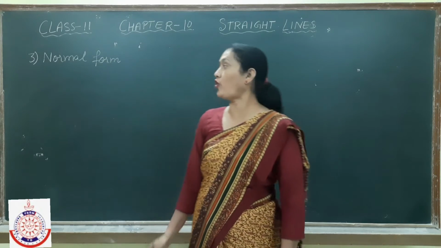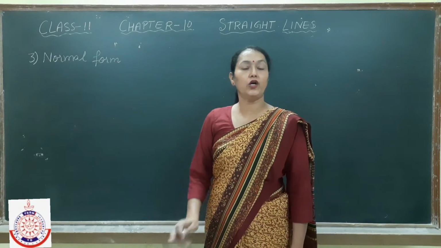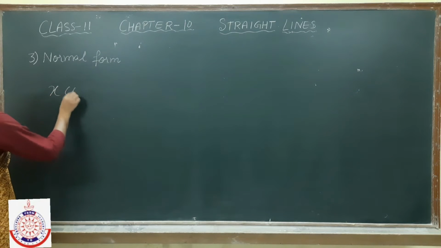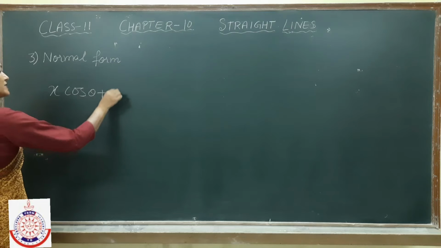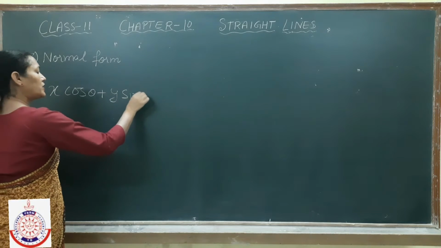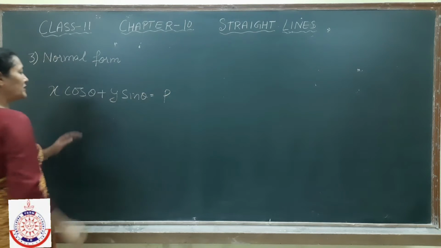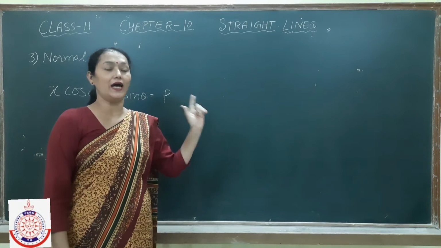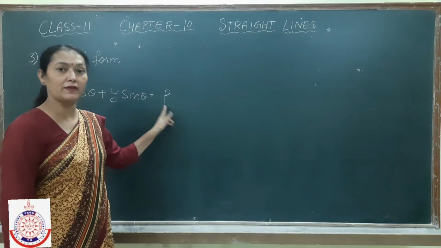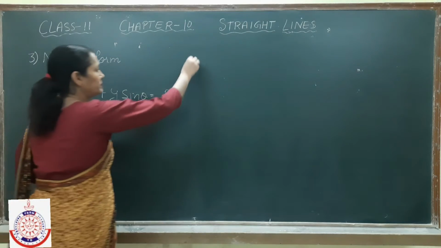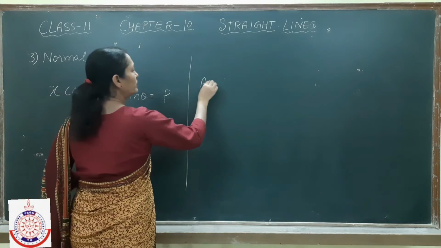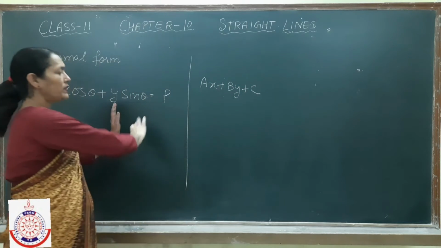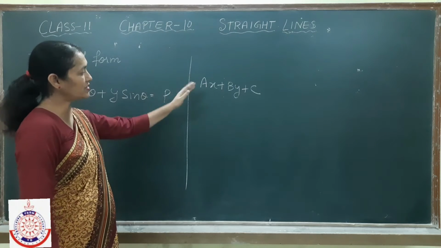Let us see how normal form is connected with general form. Normal form, we have studied that it can be written as x cos theta plus y sin theta equals to p, where theta is the angle of inclination that line makes with axis and p is the perpendicular distance. And general equation we know ax plus by plus c. How to form a connection between the two, how this conversion is being done.